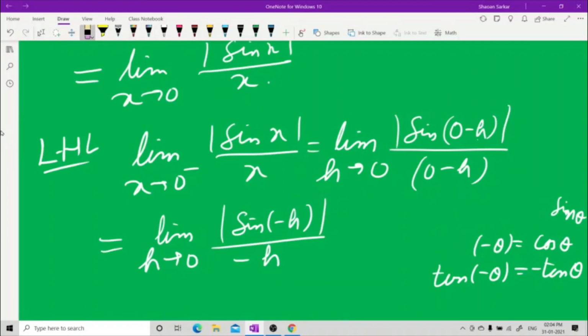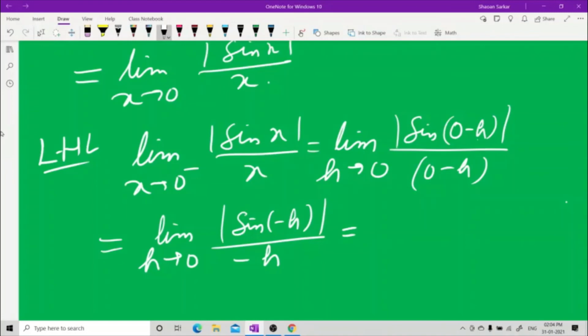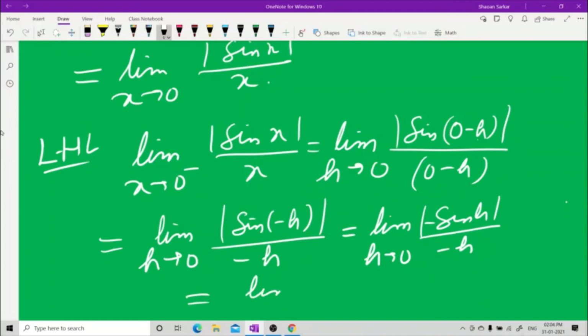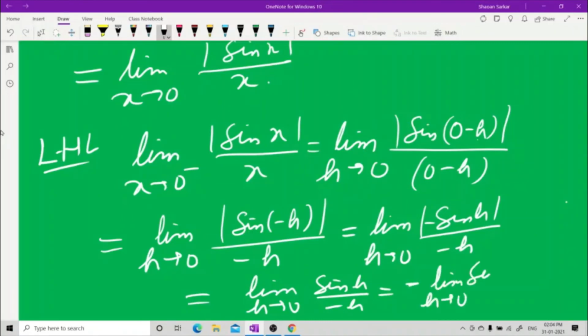let me rub this now. So using this, I will get, this is equal to limit h tending to 0 sine minus h mod upon minus h, and this is equal to limit h tending to 0 sin h upon minus h, and you will get minus outside. Limit h tending to 0, sin h upon h is equal to 1.